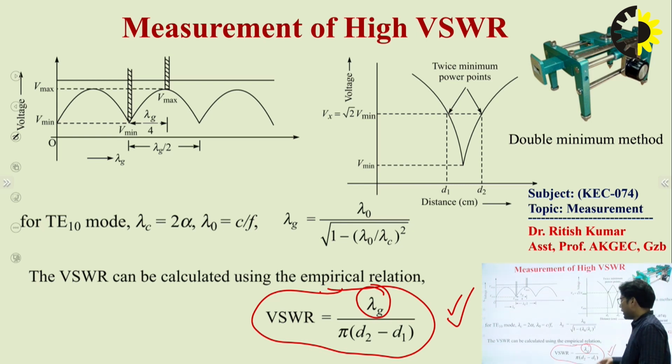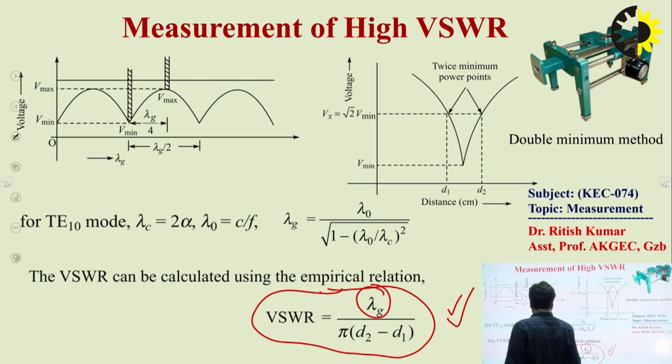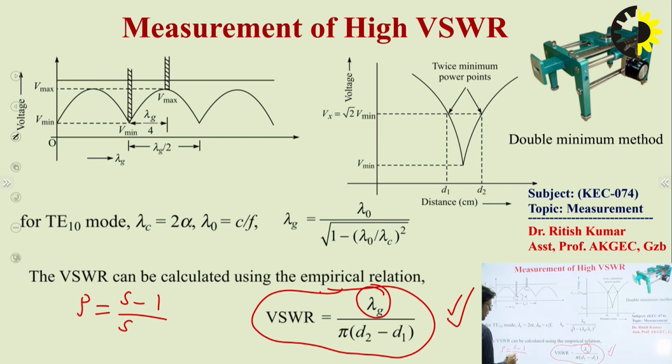So again we can say, if I want to know the reflection coefficient, then you need to know the relation between the reflection coefficient and VSWR. That is the relation of reflection coefficient and VSWR. So this is the technique of measurement of VSWR by using the double minima method.